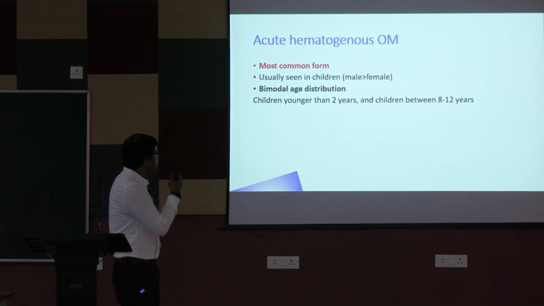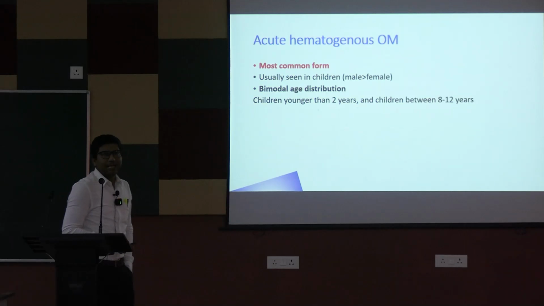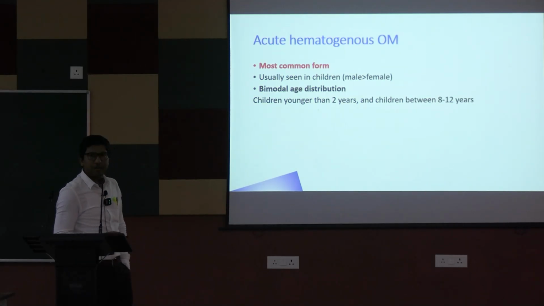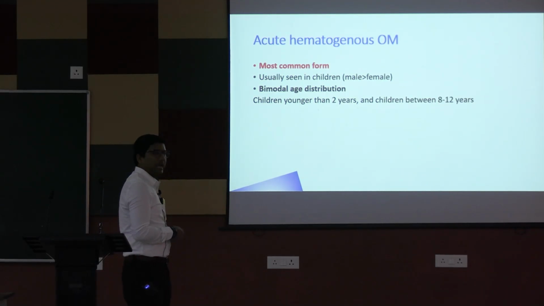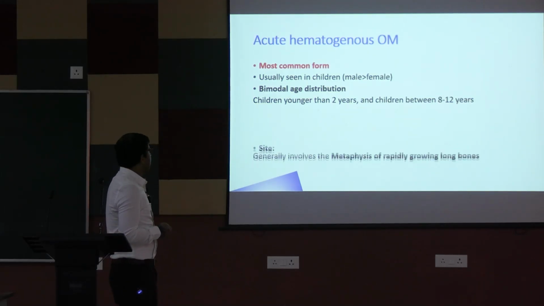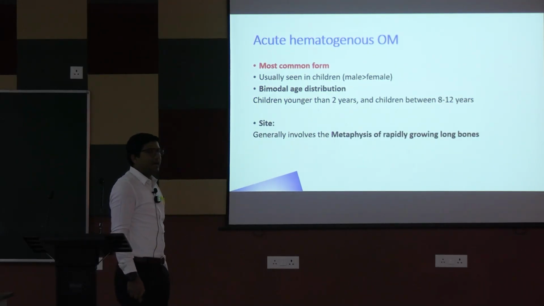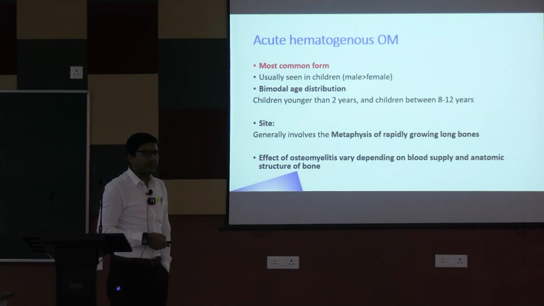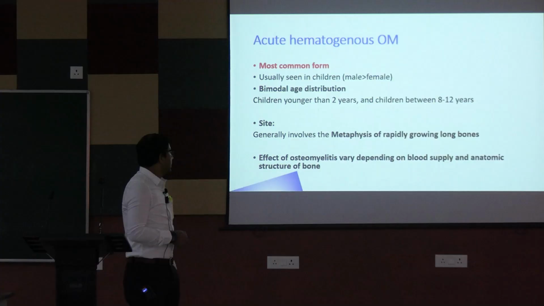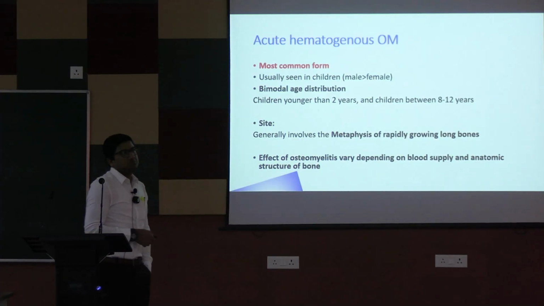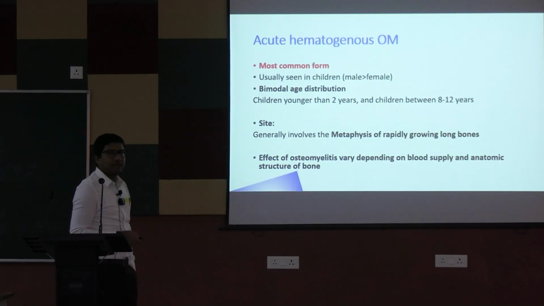It is usually seen in children. It has a bimodal age distribution, in children younger than 2 years, or in children between 8 to 12 years. The most common site of involvement is the metaphysis of a growing long bone. This is the most common site of hematogenous seeding of the organism. And I also discussed with you previously that, depending on the blood supply and anatomical structure of the bone, the presentations and the spread of infection vary.